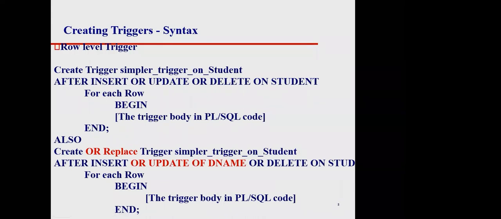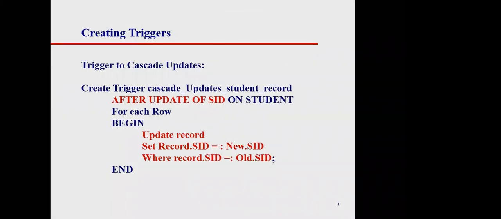Now here is a more detailed elaboration on that one. You can write this kind of syntax as well, with minor changes. Now look at this diagram, this code over there. This is called a trigger to cascade updates. Cascade means if there is a change in one table, the change propagates to another table. This is called cascading. So cascading means running of changes. When changes run from one table to another table, or from one place to another place, it is called cascading.